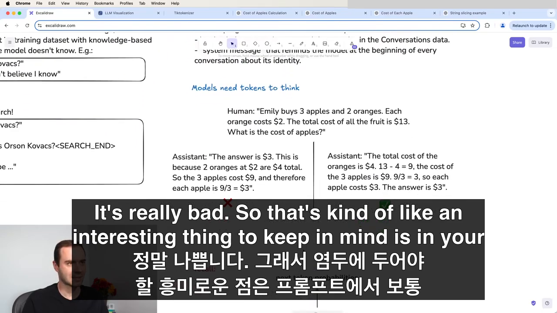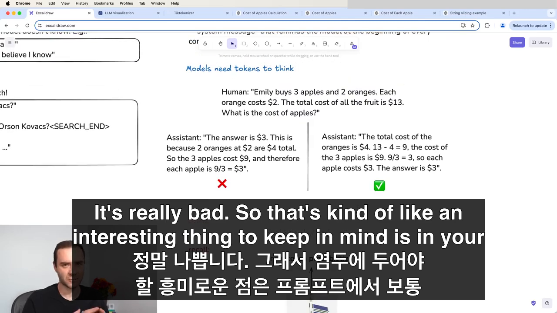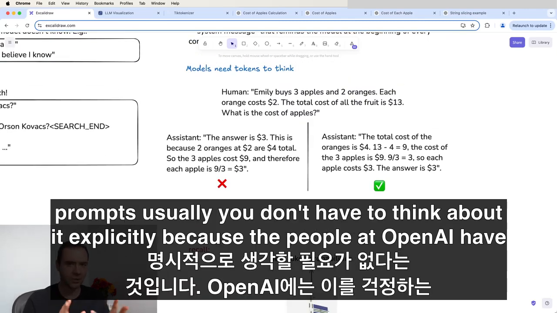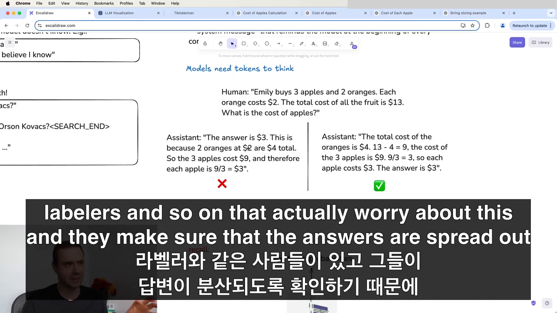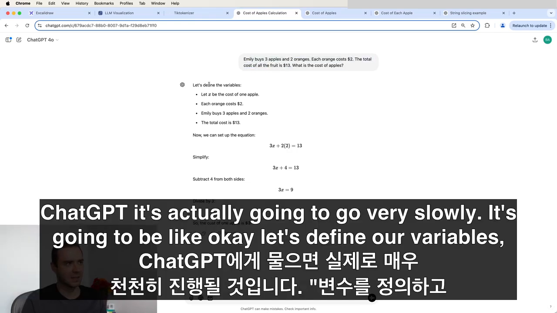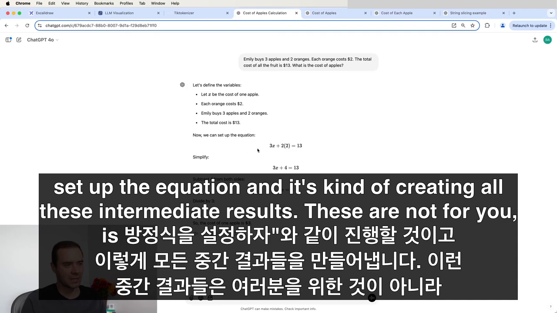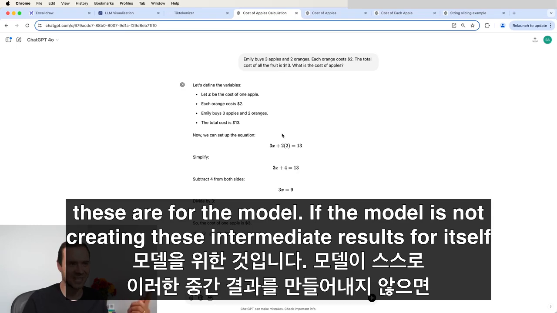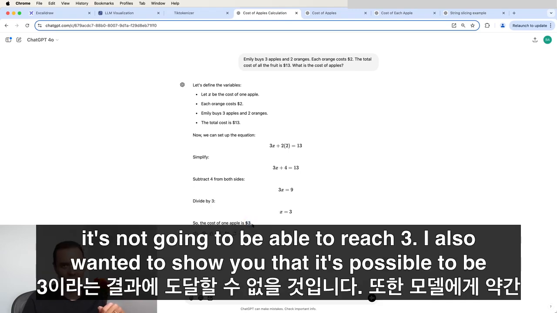So that's kind of like an interesting thing to keep in mind. In your prompts, usually you don't have to think about it explicitly, because the people at OpenAI have labelers and so on that actually worry about this, and they make sure that the answers are spread out. And so actually OpenAI will kind of like do the right thing. So when I ask this question for ChatGPT, it's actually going to go very slowly. It's going to be like, okay, let's define our variables, set up the equation, and it's kind of creating all these intermediate results. These are not for you. These are for the model. If the model is not creating these intermediate results for itself, it's not going to be able to reach 3.